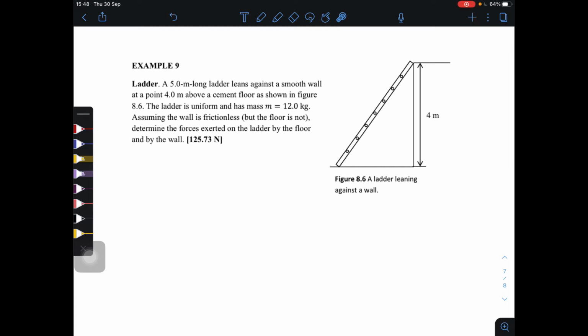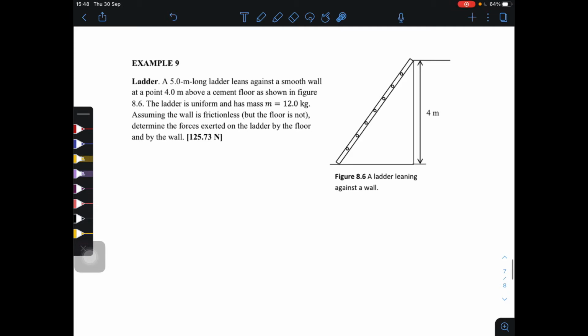Okay, now let's look at example 9. So, example 9 ni masih lagi di bawah subtopik 8.2, equilibrium of rigid body. Okay, let's read the question here.